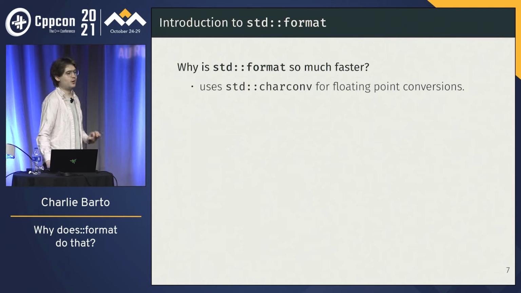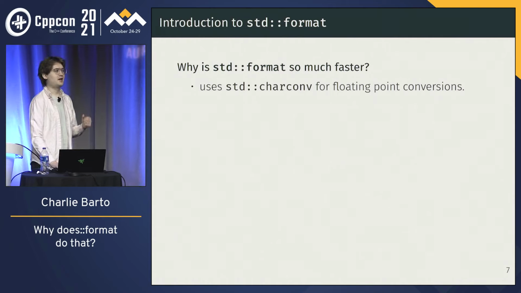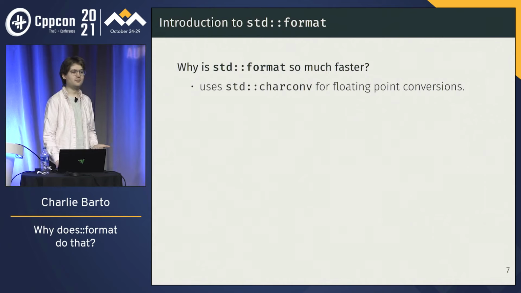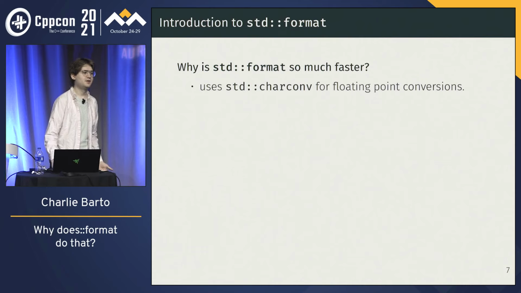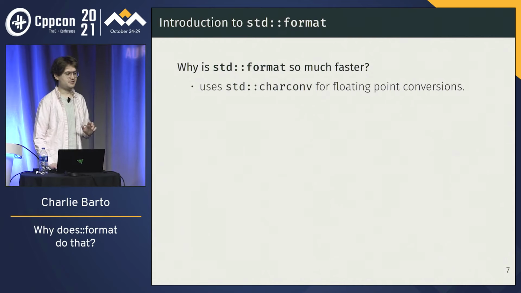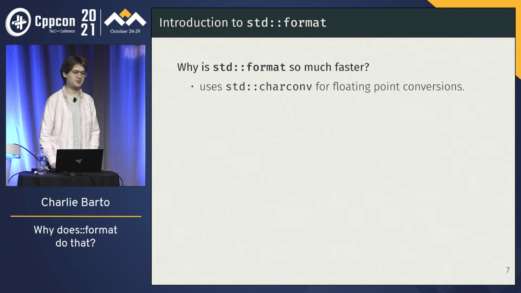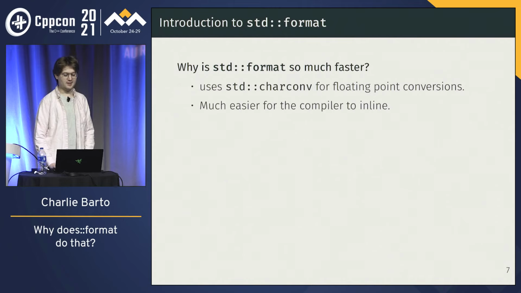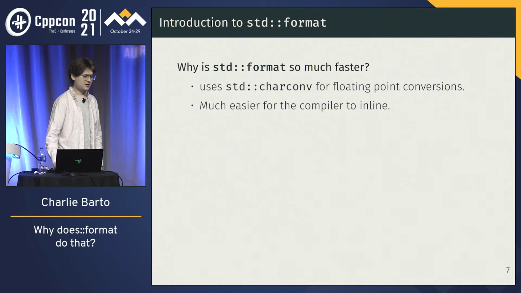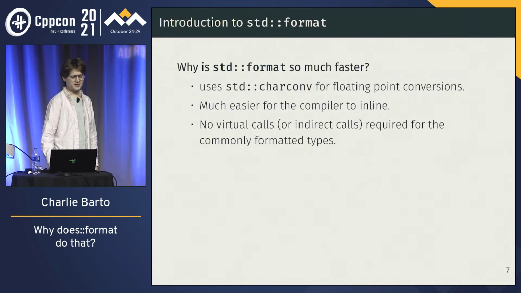But the big reasons why std::format can be faster is that it's specified to use charconv for floating point conversions, and charconv is very fast. It's very, very fast. It's not quite the world's fastest floating point to string function, although an implementation could use the new algorithms that have come out since we implemented it. std::format is a lot easier for the compiler to inline, especially than IO streams. There's no virtual calls for the common types. There's no indirect calls at all for the common built-in types that you'd want to format.